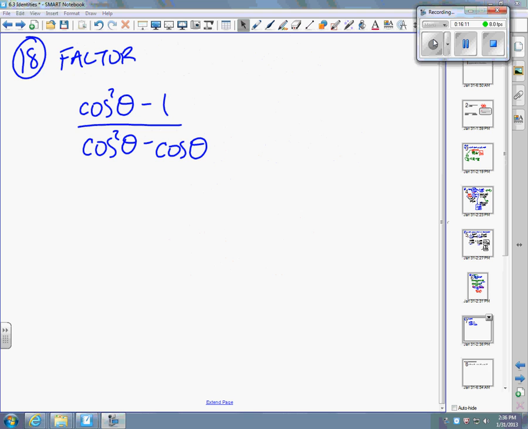Lastly, a very common factoring problem. It says factor and simplify. So you have these things here. You can't just start randomly canceling cosines. Okay? It doesn't work that way. But if you look at the bottom, you'll notice it has a GCF, cosine squared and a cosine. So pull a cosine out, and you're left with a cosine minus 1.